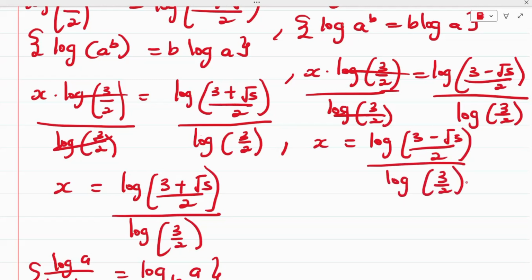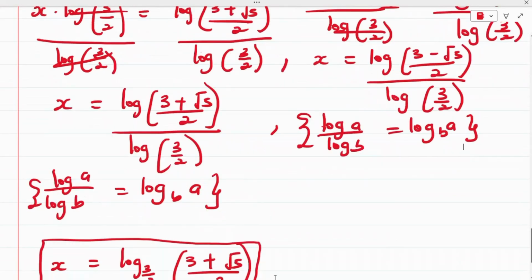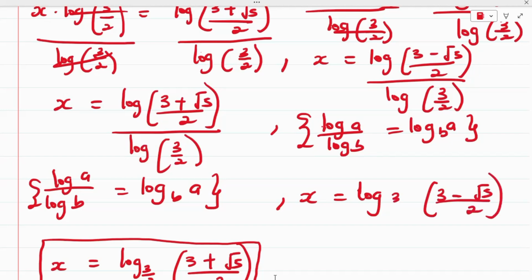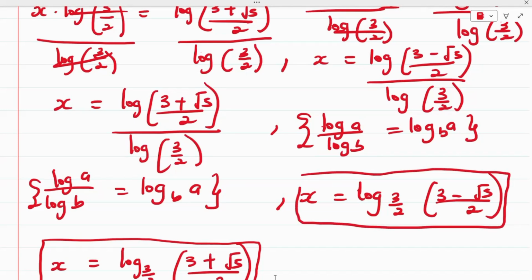So the next thing we want to do is to apply this property that says if we have log a divided by log b, this is equal to log a base b. So applying this property, we have x is equal to log 3 minus the root of 5 over 2 base 3 over 2. So we have this right here to be the second value of x.